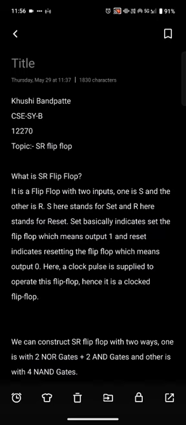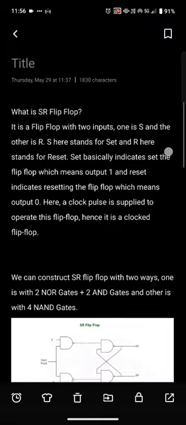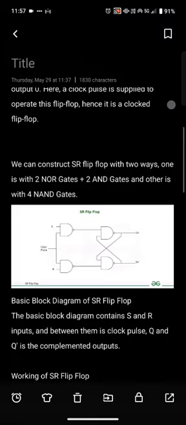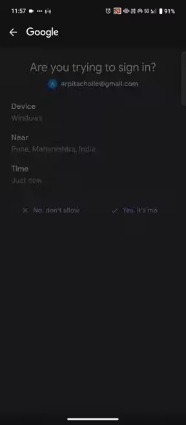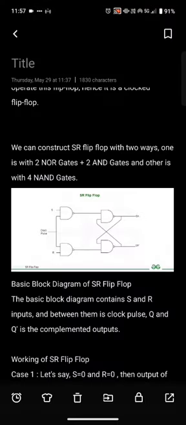Here, a clock pulse is supplied to operate this flip-flop, hence it is a clocked flip-flop. We can construct SR flip-flop in two ways. One is with two NOR gates plus two AND gates, and the other is with four NAND gates. As you can see, the image is using the four NAND gates.